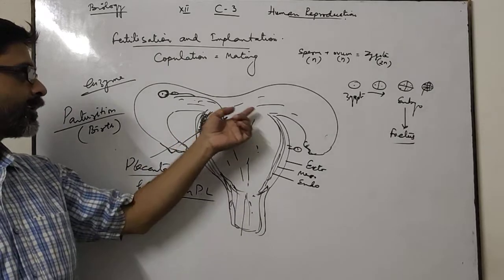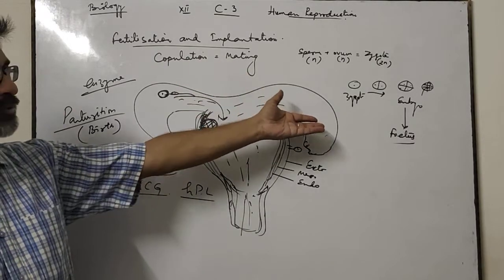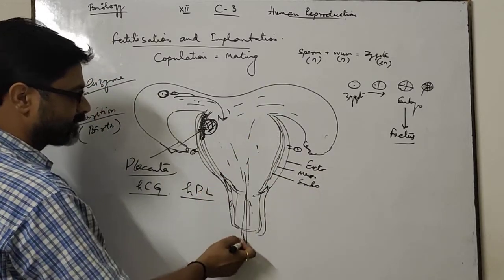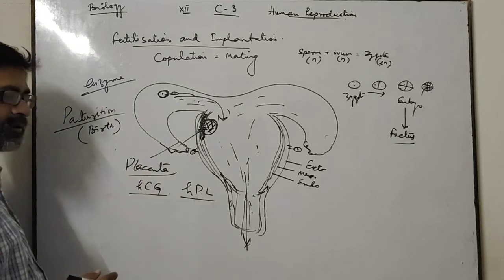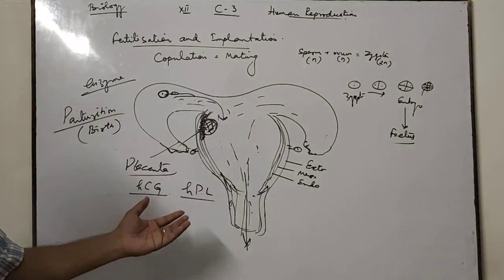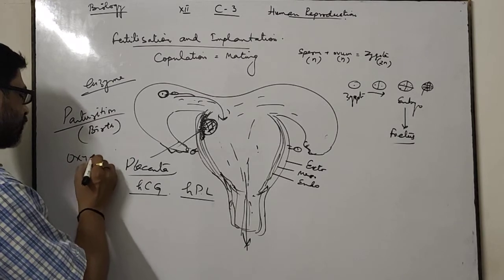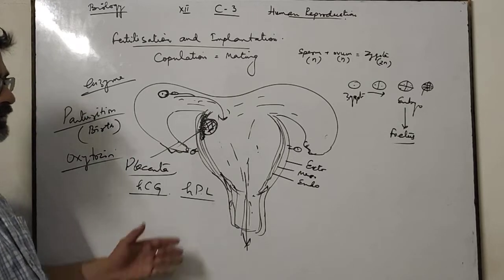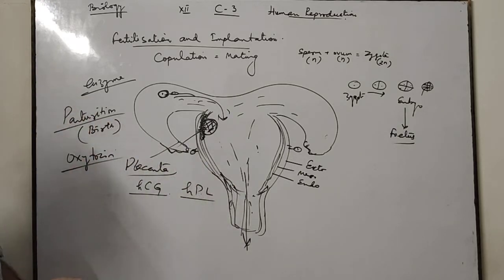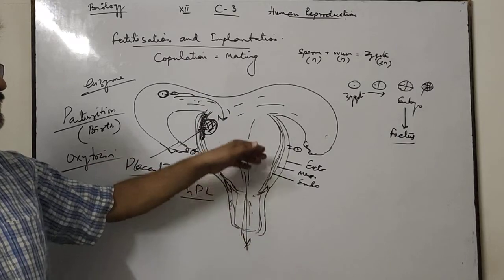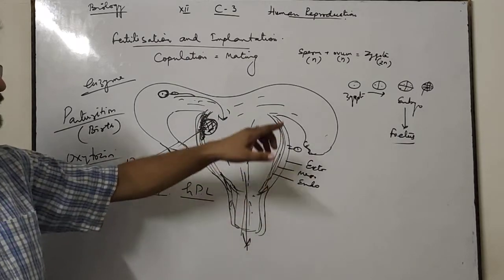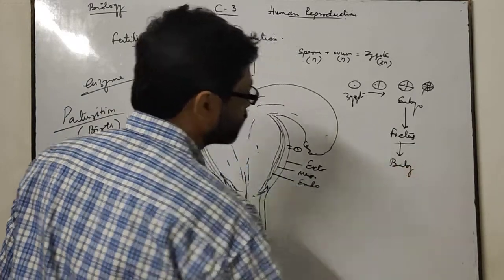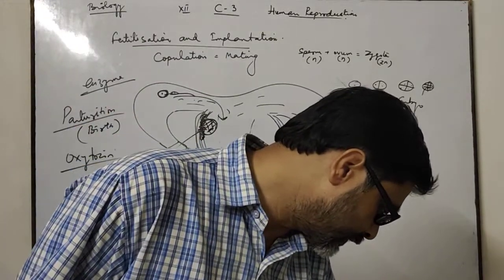Within these 9 months, the embryo develops into a fetus, and after complete development of the fetus, it moves out by the hormone oxytocin. Oxytocin is the hormone released during the delivery of the baby, or you can say parturition. After parturition, the fetus comes out, and after delivery, this fetus is known as a baby. Now it is called a baby.